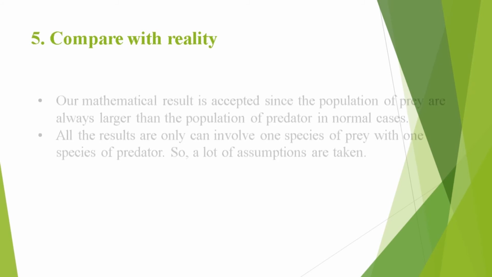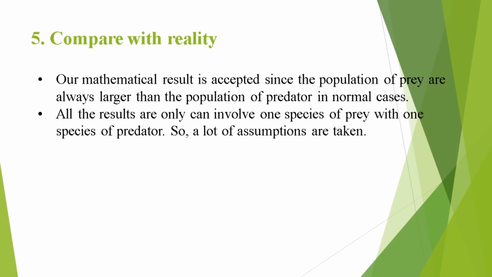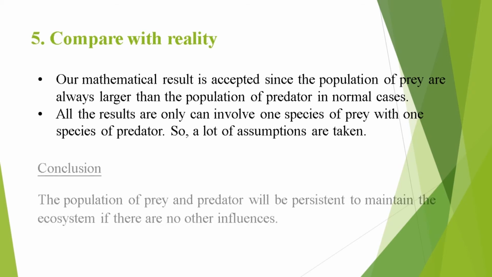First, our mathematical result is accepted since the population of prey is always larger than the population of predator in the normal case. Second, all the results involve one species of prey with one species of predator, so a lot of assumptions are taken. The overall conclusion: the populations of prey and predator will persist to maintain the ecosystem if there are no other influences.